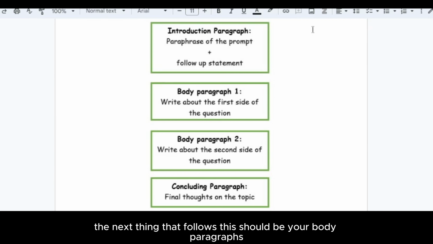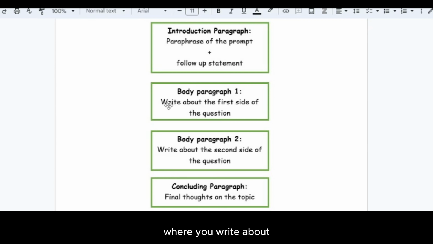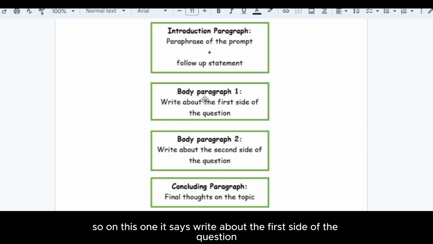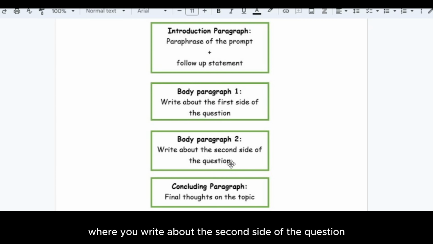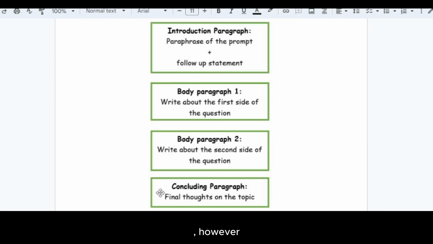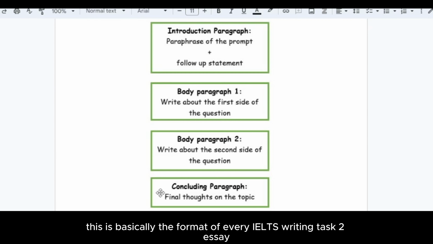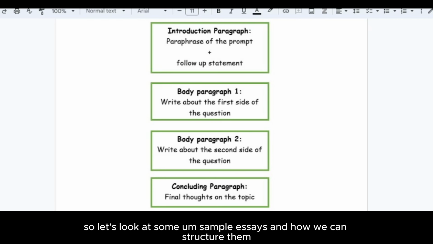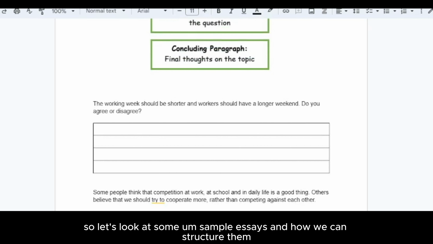The next thing that follows this should be your body paragraphs, where you write about, so on this one it says, write about the first side of the question, second body paragraph where you write about the second side of the question, and then you have your concluding paragraph where you give your final thoughts on the topic. Okay, these things may change a bit depending on the question type you get. However, this is basically the format of every IELTS writing task 2 essay. So let's look at some sample essays and how we can structure them.